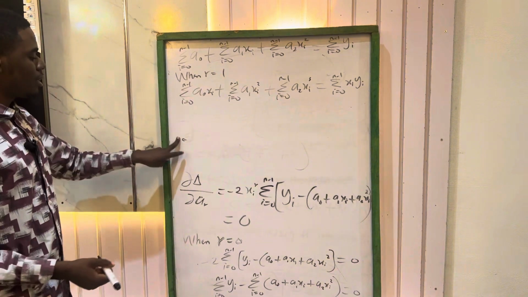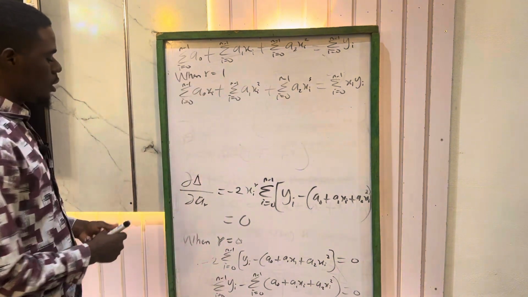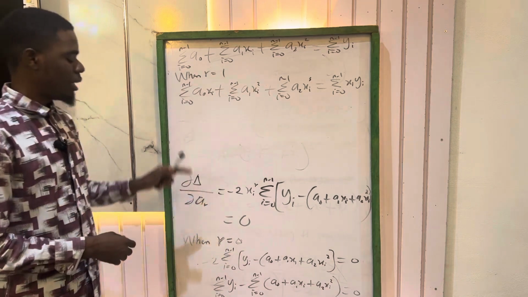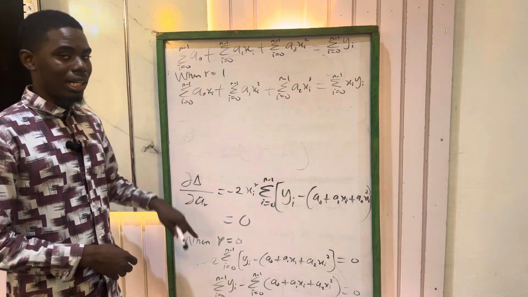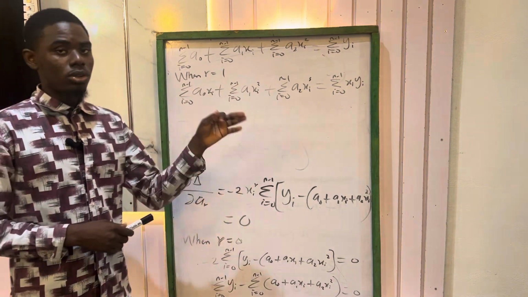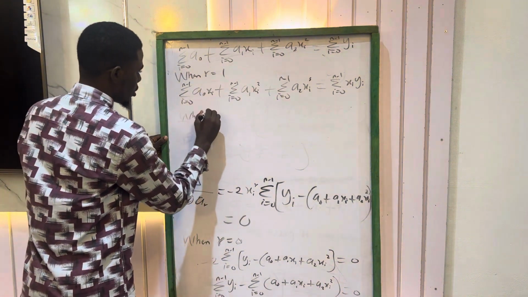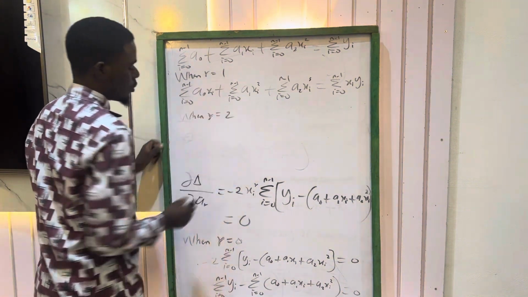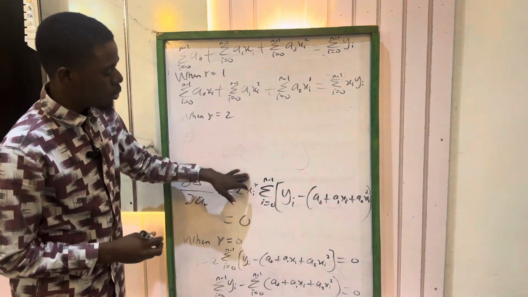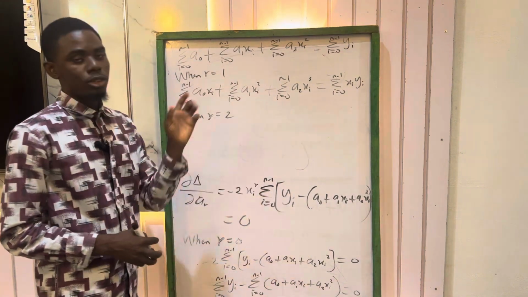So now for the next condition is when r is also equal to 2. Remember we said that we minimize this error value by differentiating the error value with respect to ar, right? Provided that r is ranging from 0 to 1 and to 2. So now the third condition is that when r is equal to 2. If you replace r here with 2, it means that we're going to multiply each and every one of these terms by xi squared.